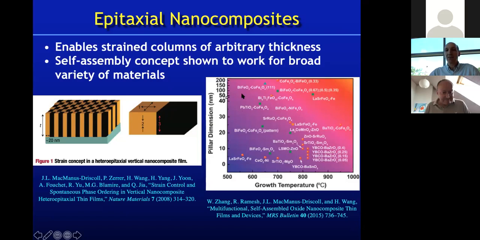And here in their nice review article, Professor McManus and Ramesh have shown that this trick is applicable to many systems, including the kind of materials that we're talking about. To play this trick, though, you need to have a system that does not have a miscibility gap.